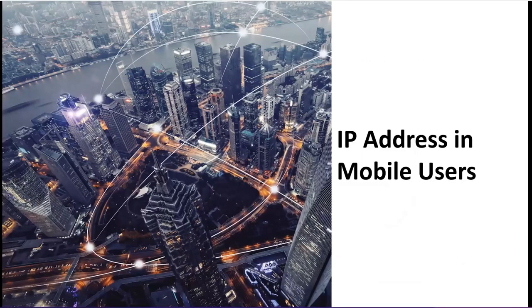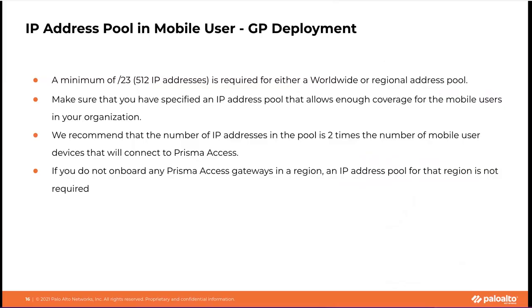And another important topic is IP address pools for mobile users. Make sure that you have specified an IP address pool that allows enough coverage for the mobile users in your organization. It is important to remember that each unique user can use multiple devices to connect to Prisma Access at the same time, and each connected device requires a unique IP address from the pool.